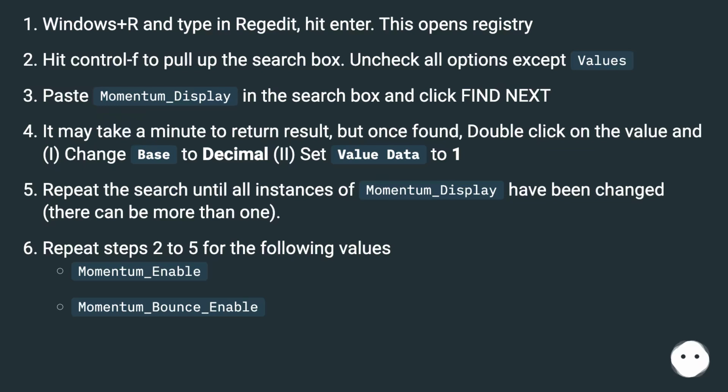Then set value data to 1. Repeat the search until all instances of momentum_display have been changed. There can be more than one. Repeat steps 2 to 5 for the following values: momentum_enable, momentum_bounce_enable.